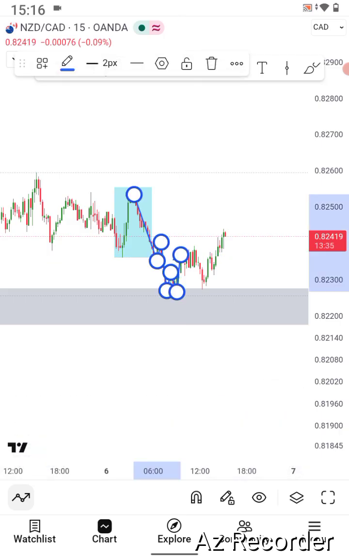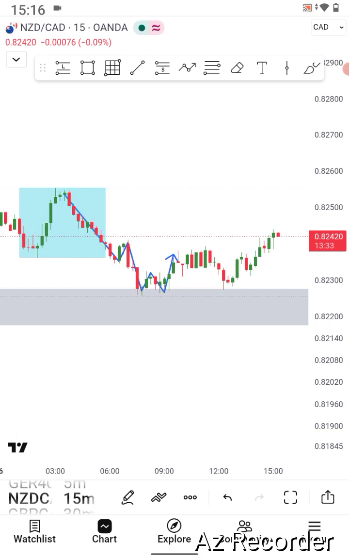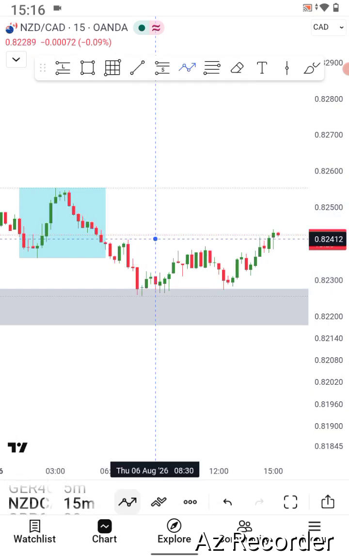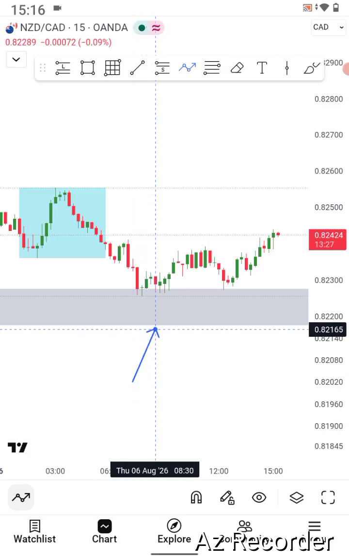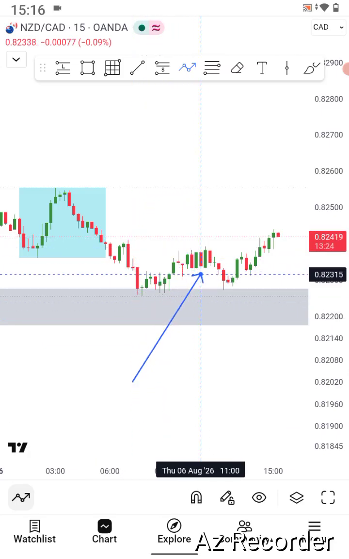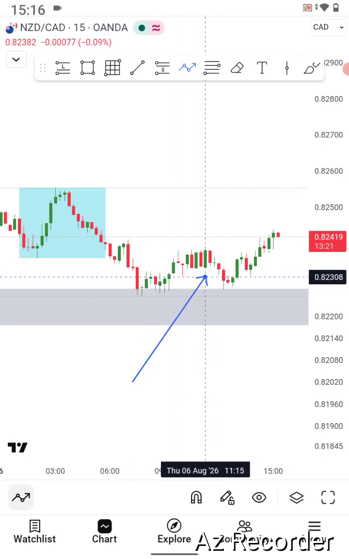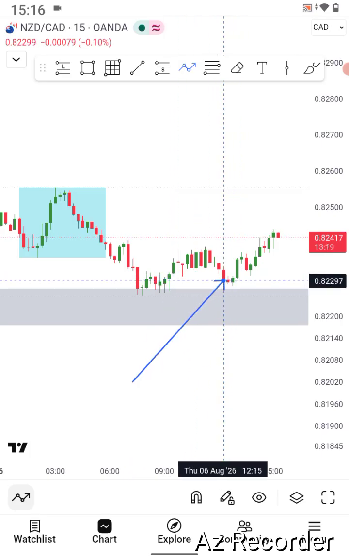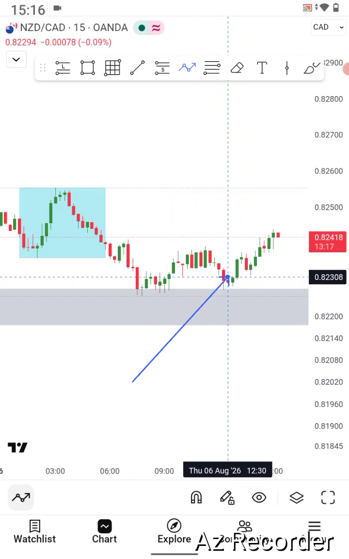So normally I'm supposed to come and enter around here. My entry is supposed to be here. Market structure shift, look at internal liquidity. So my entry is supposed to be here, around here. But I didn't see the market at that time.